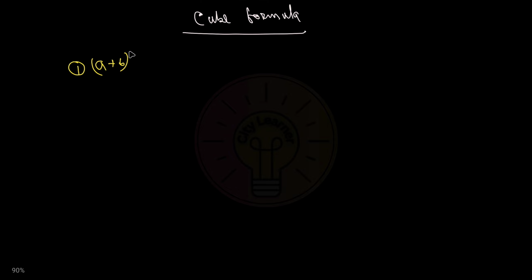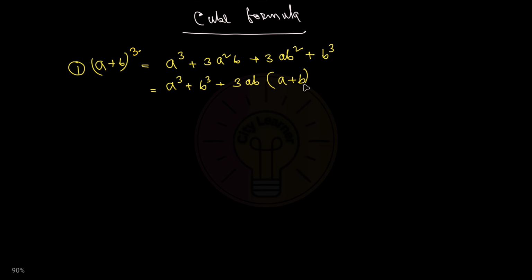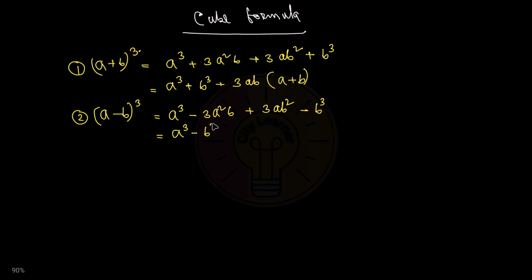Now coming to the cube formula. Here is the cube formula. (a + b)³ = a³ + 3a²b + 3ab² + b³. We can also write it as a³ + b³ + 3ab(a + b). (a − b)³ = a³ − 3a²b + 3ab² − b³. Again we can write it as a³ − b³ − 3ab(a − b).